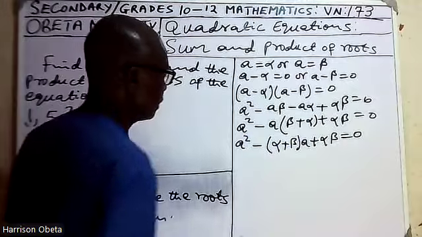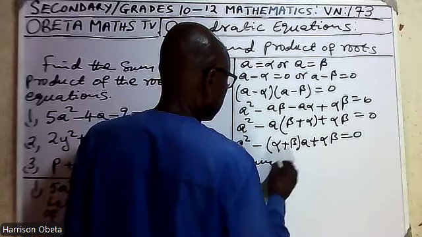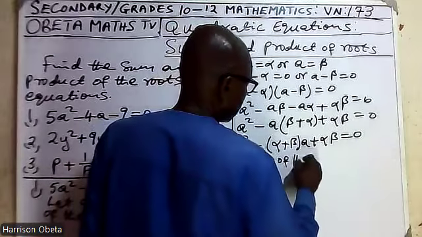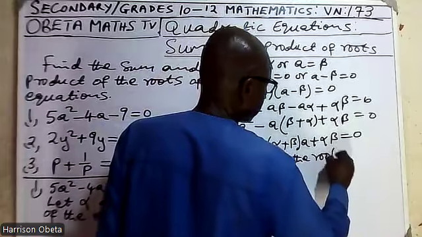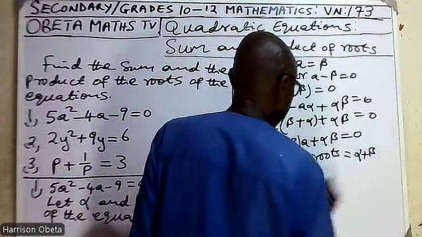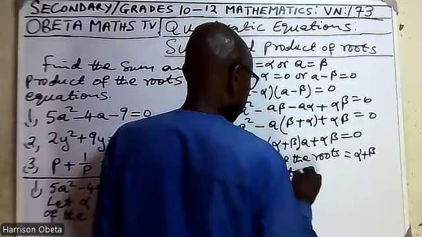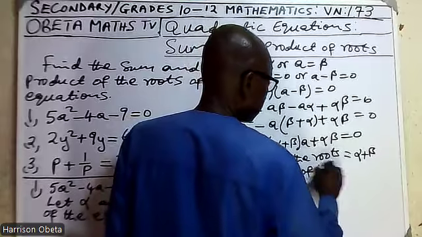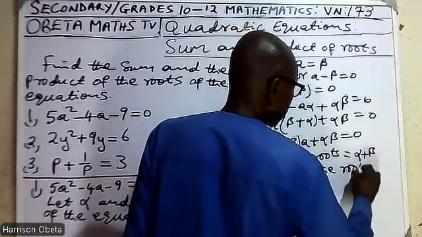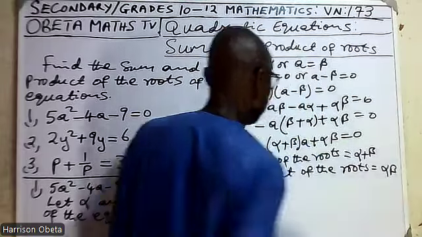So we can now see that the sum of the roots will be equal to alpha plus beta, while the product of the roots is equal to alpha beta.